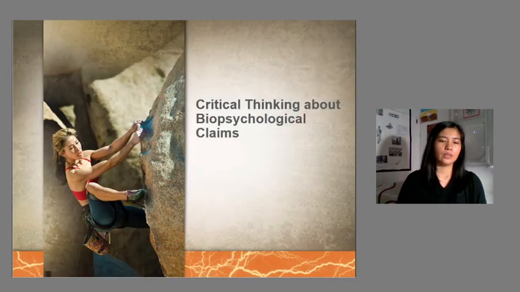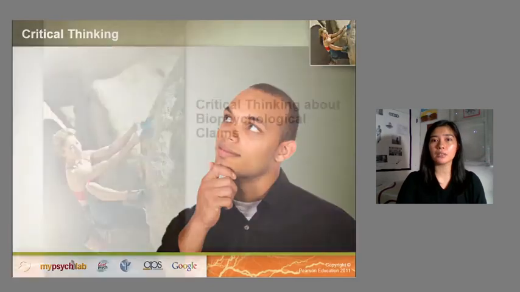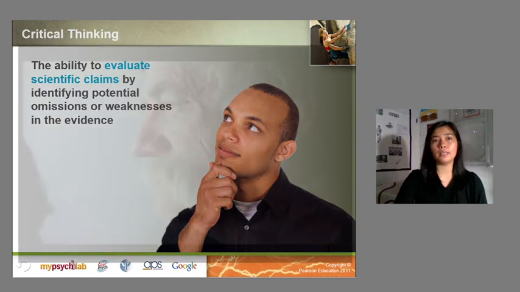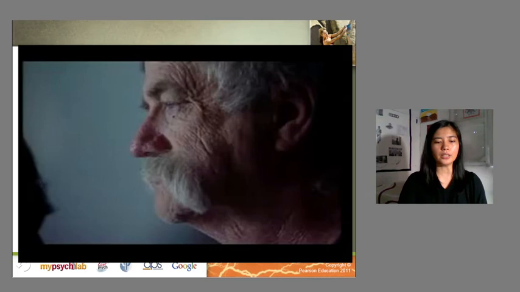Okay? Alright, so we use critical thinking in order to evaluate certain biopsychological claims. It's very important to identify omissions or weaknesses in evidence. So one example here is, I will be giving you the link for this.